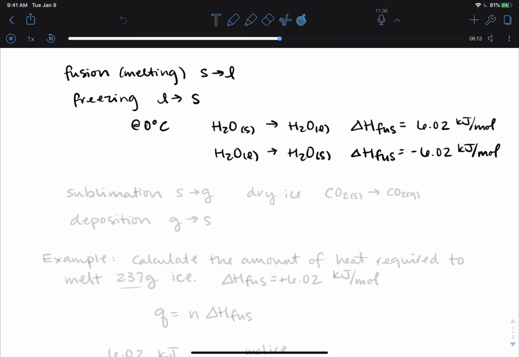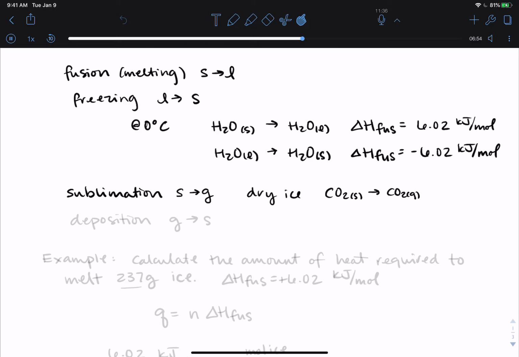There are other phase changes that you will see, and everything is going to depend on the substance you're looking at and its actual freezing and melting points. So you'll need to look at those. Some other phase changes you might see: sublimation. Sublimation is going from a solid directly to a gas. This is what dry ice is doing. It is solid CO2 turning into CO2 as a gas.